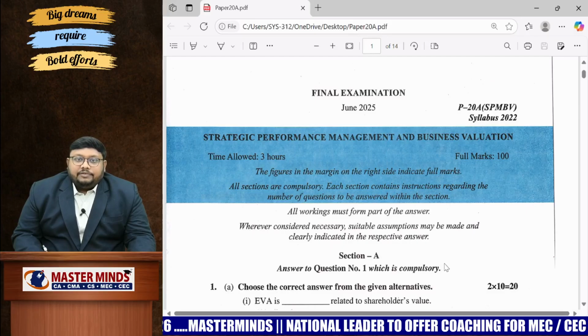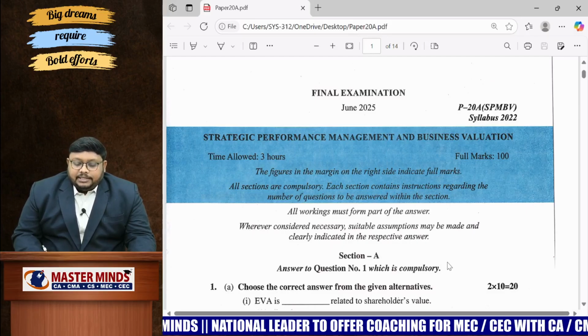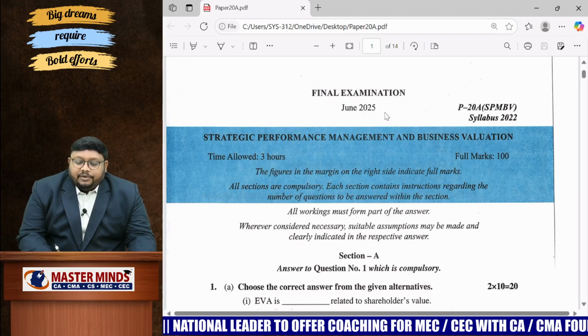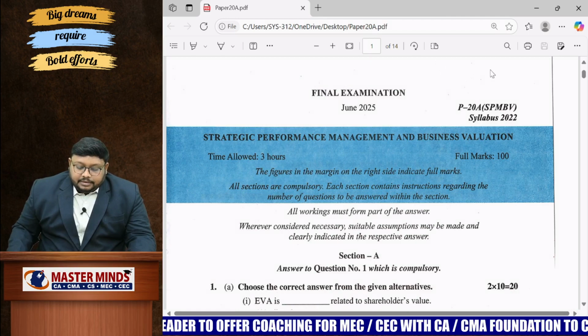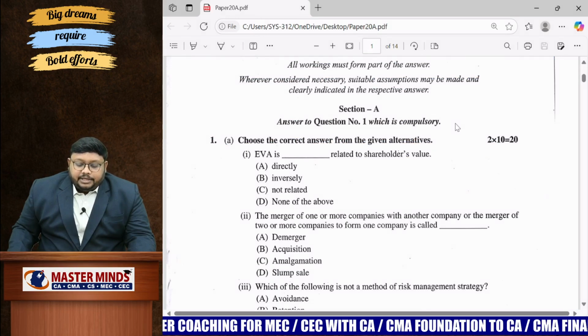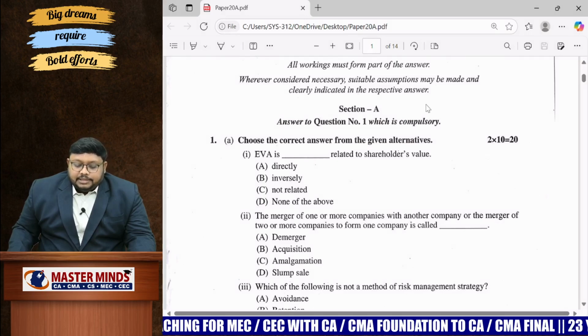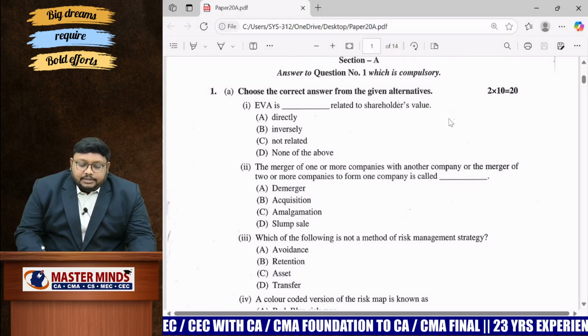I am Business Valuation Faculty for CMA Final Masterminds Guntur. So let us see the SPM BV paper in the June 2025 attempt. So the business valuation part. Under business valuation, first under MCQs, they have given a total of 6 MCQs from business valuation out of 15. So let us go through that.